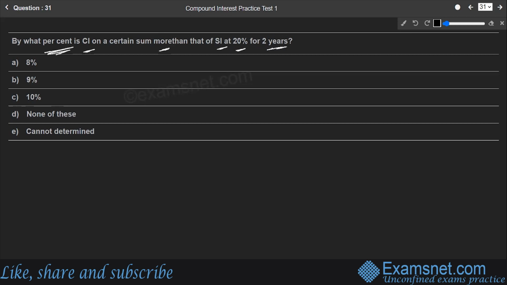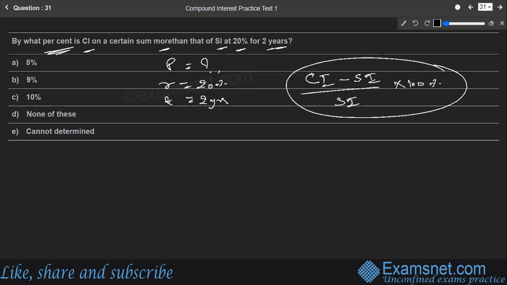Okay, what they're asking for is that on a certain sum, the principal value is unknown, the rate value is 20% and the time value is 2 years. This is all that is given. By what percent is CI on a certain sum more than SI? They are asking for the percentage value. So actually they are asking for CI minus SI over SI into 100%. That is, CI is what percent more than simple interest for this scheme.